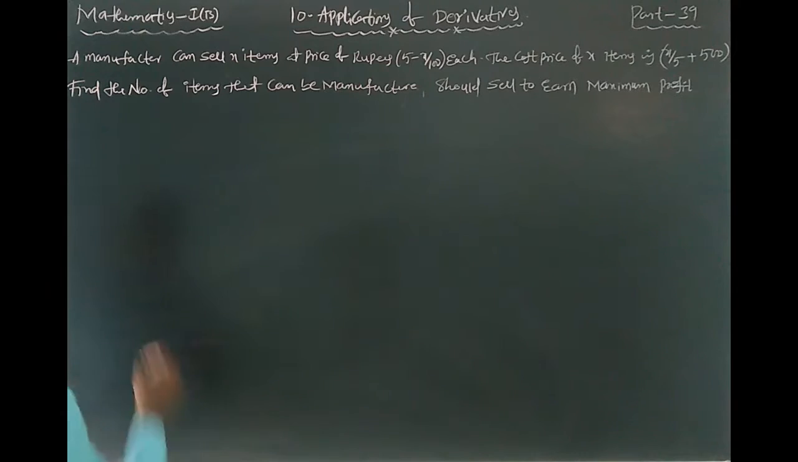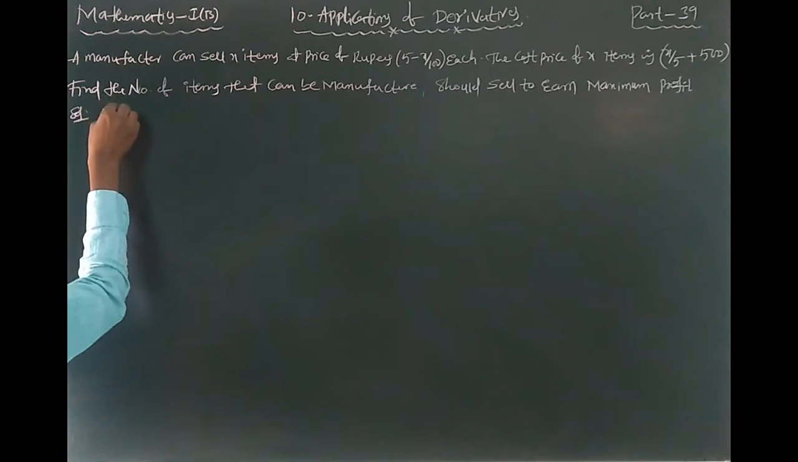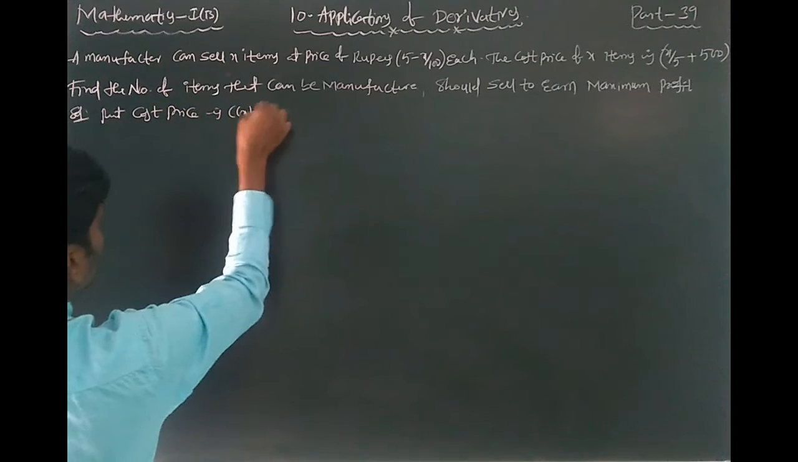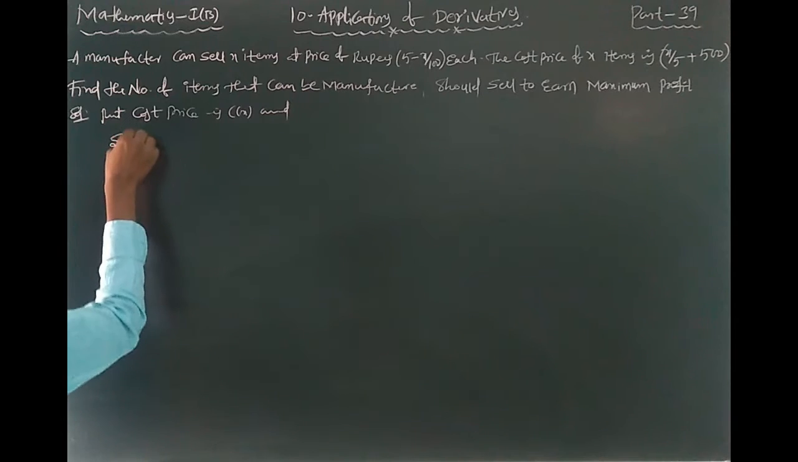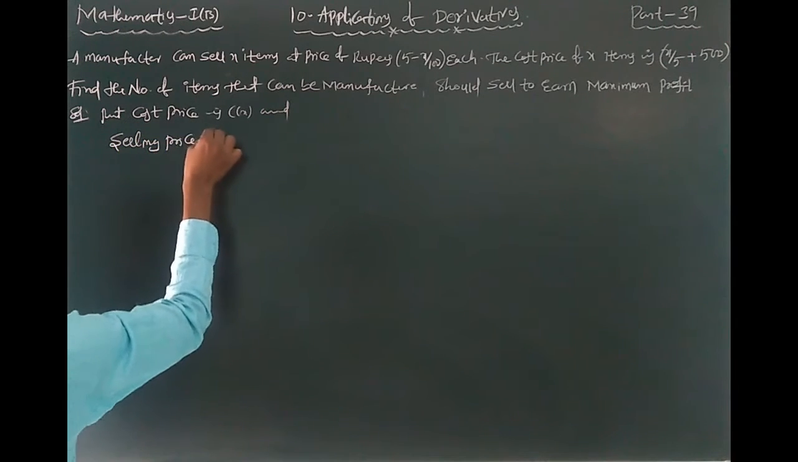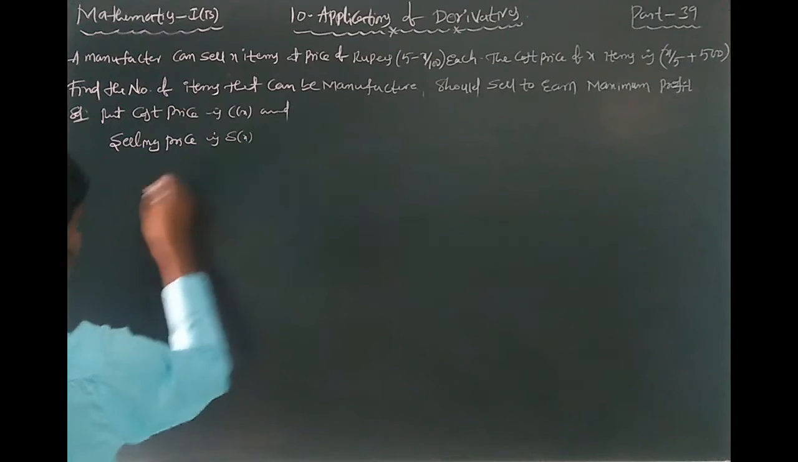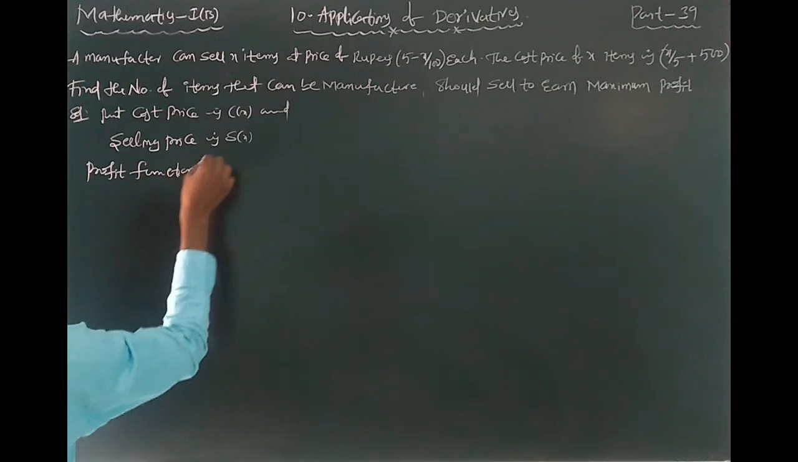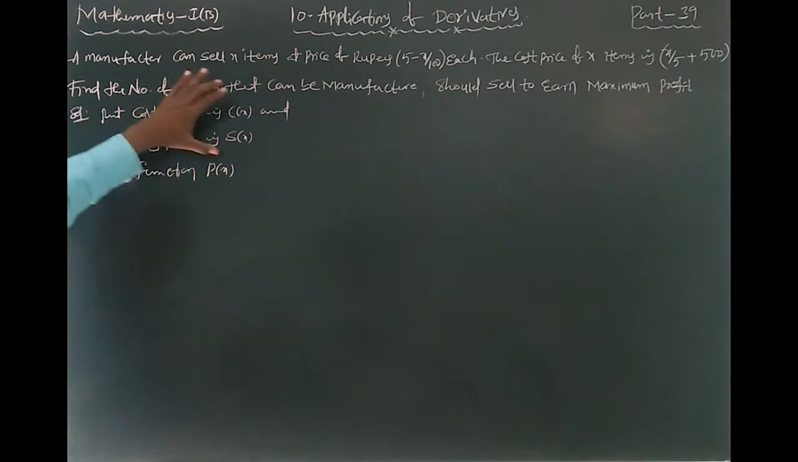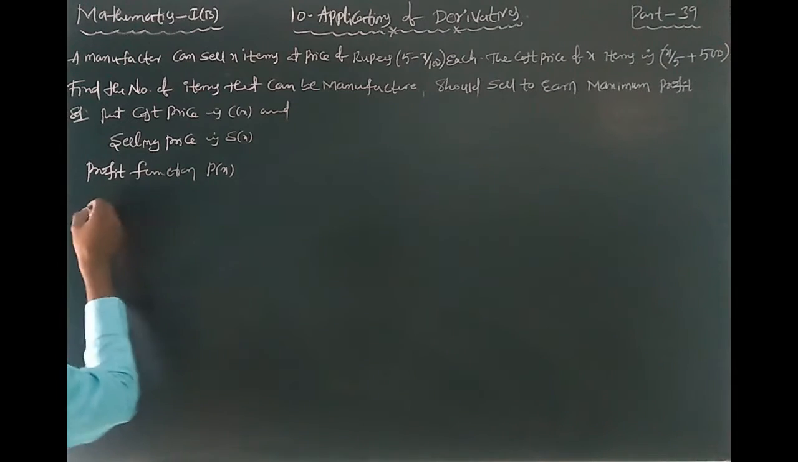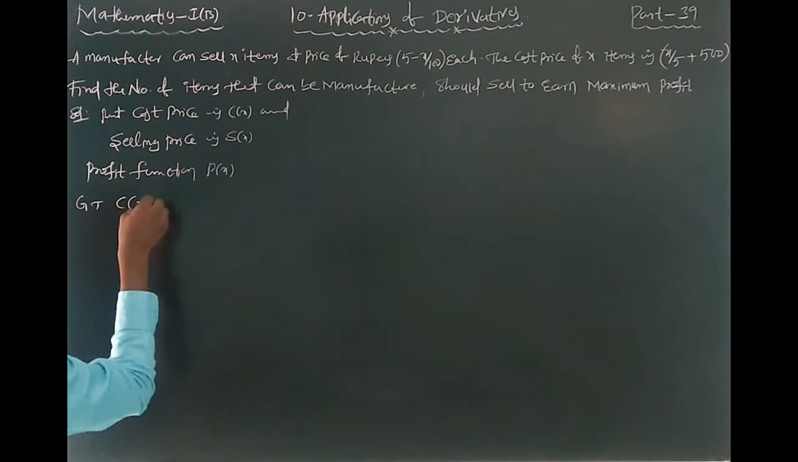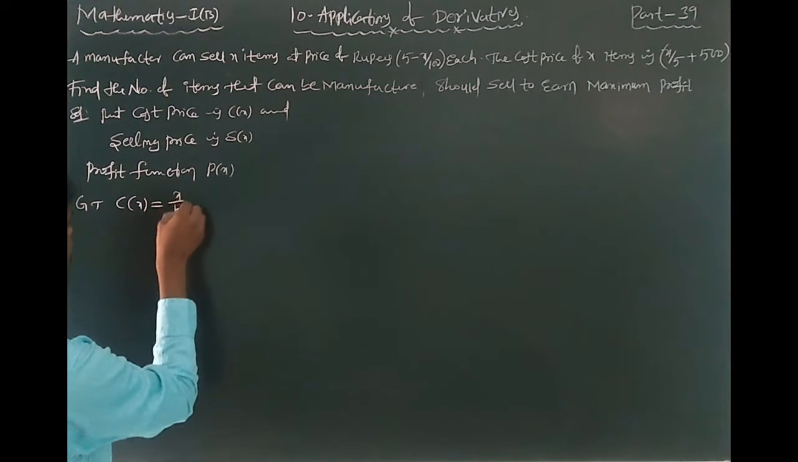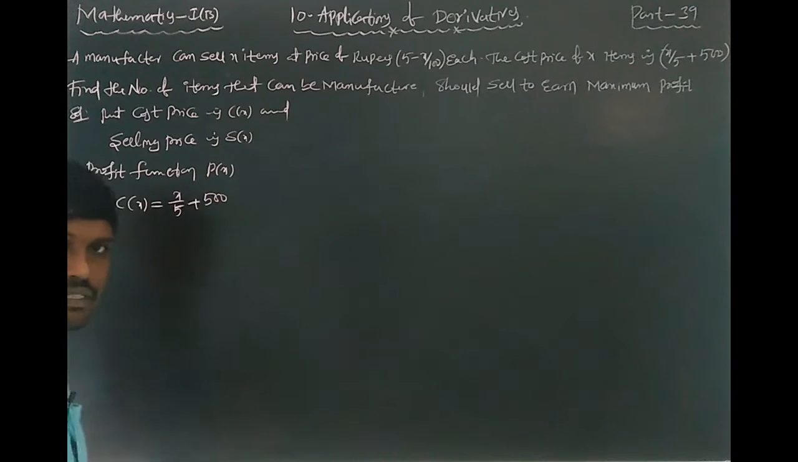First of all, put the cost price as C of X, the selling price as S of X, and the profit function as P of X. These are the values you have to take. Here it is given that the cost price of X items is X by 5 plus 500. Cost price completed.